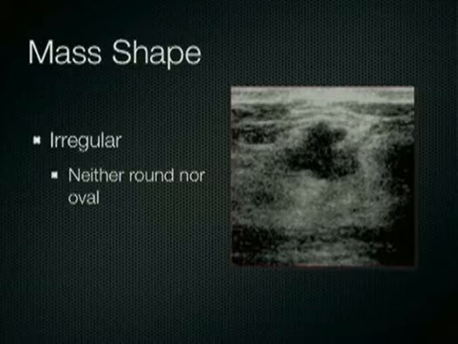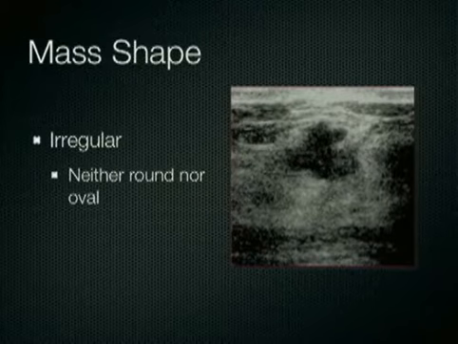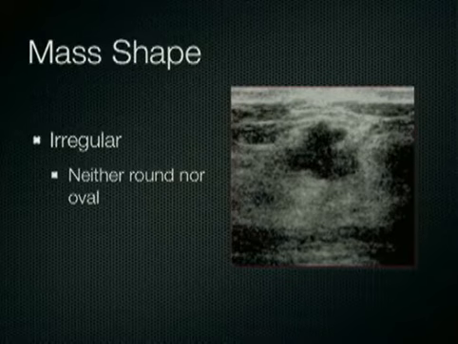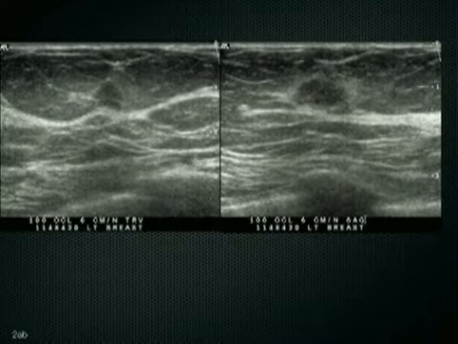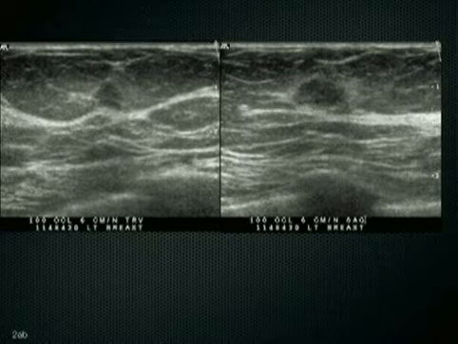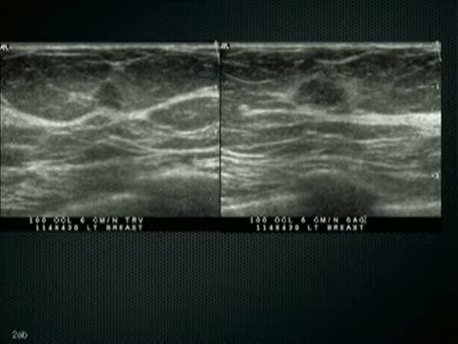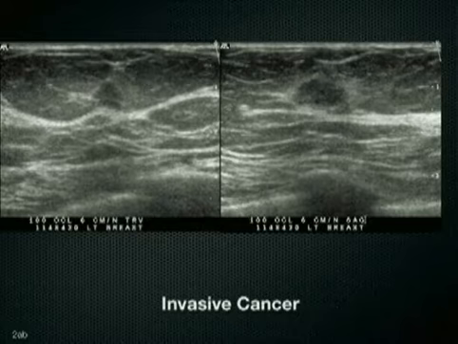If a mass is neither round nor oval, it should be described as irregular. This feature is highly suspicious for many cancers. In this case, a small mass is seen in two views. It can neither be described as oval or round, and therefore should be described as irregular. This proved to be a small invasive cancer.